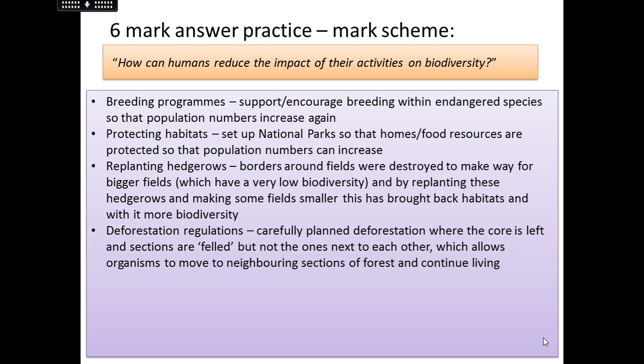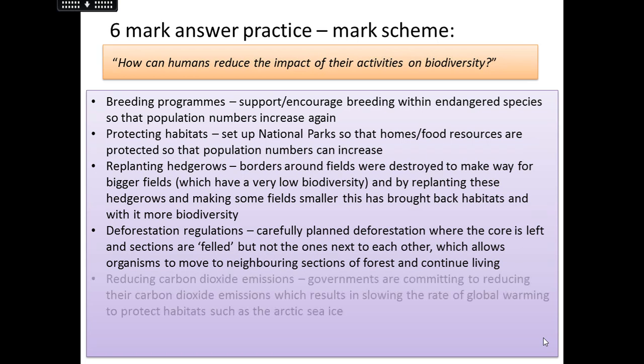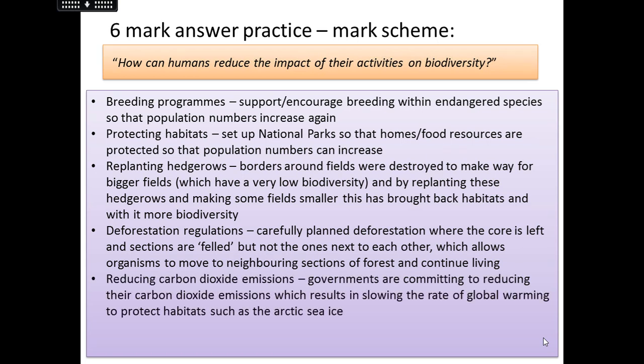The careful planning encourages organisms to move rather than just removing their habitat completely and then they die. So it's kind of giving them a second chance. Reducing carbon dioxide emissions. So we've got lots of agreements with governments trying to reduce the carbon dioxide released by all of their industry, but it's particularly to protect habitats such as the Arctic sea ice for polar bears.